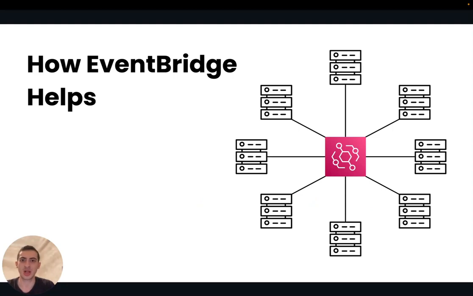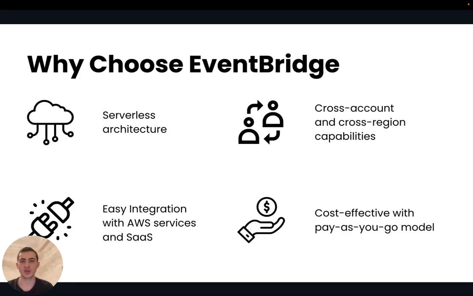So how does EventBridge help us to build such an architecture? First, EventBridge allows us to remove all of these connections that exist between services and replace all of them with just one EventBridge connection. So when an event occurs, now the service just pushes this event to EventBridge, and based on the rules that we define, EventBridge knows where to forward this event and, in case needed, how to modify the data in it. So why should we choose EventBridge?